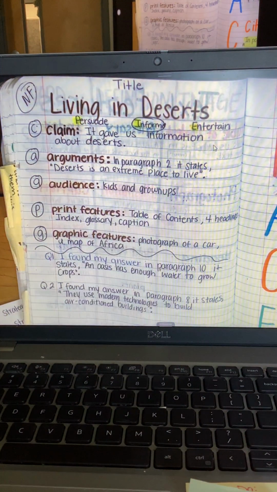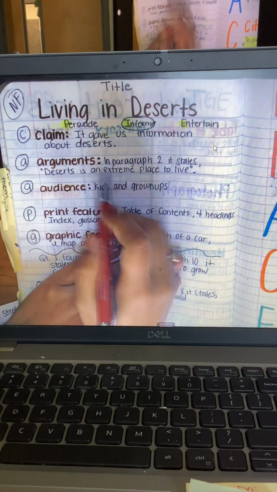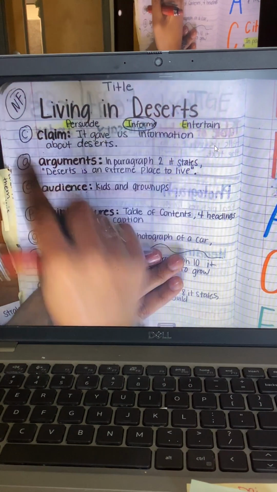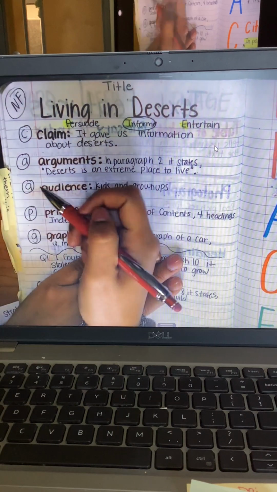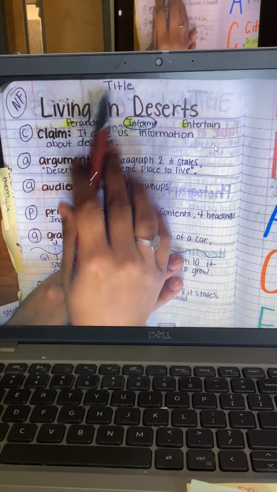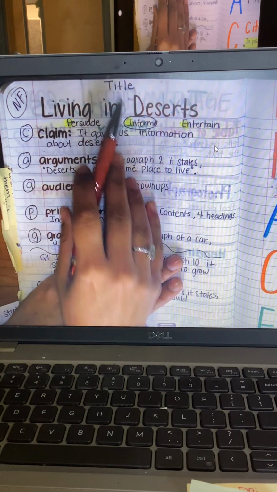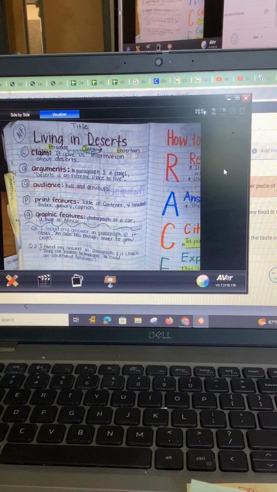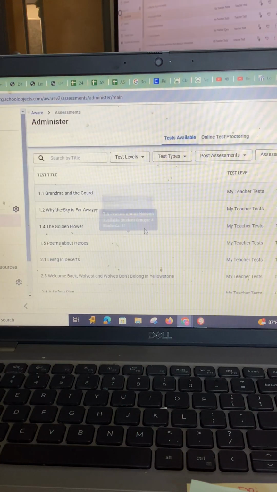Okay, so this one is, as you can see, I call these strategies CAP-G. And this is just an acronym just so they can remember what it is. But the first thing they have to look for is, well, one, they have to write their title. In this case, the story that we were talking about was living in deserts. And let me actually go back and show you what that looks like. So on living in deserts, right here is my story.